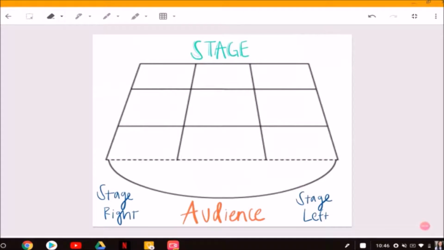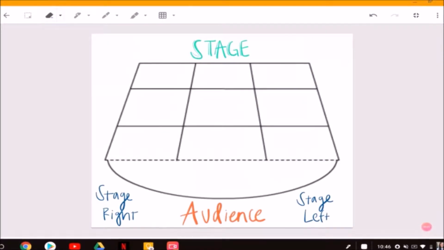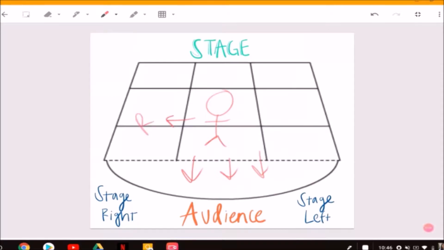You're probably like, yeah, right, Vera, you can't trick me. That's not stage right, and that's not stage left. But it is. It is the actor on stage that determines stage right and stage left. When the actor is on stage and is facing the audience, their right is stage right and their left is stage left.